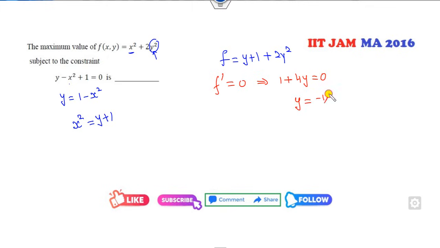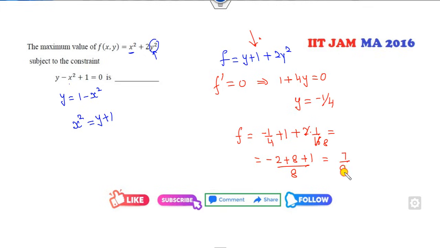Y is minus 1/4. I can substitute here. It is minus 1/4 plus 1, 2 into 1/16. So it is 1/8. So 8 will be the LCM. Minus 2 plus 8 plus 1/8. So 9 7/8 is the right answer of this problem.